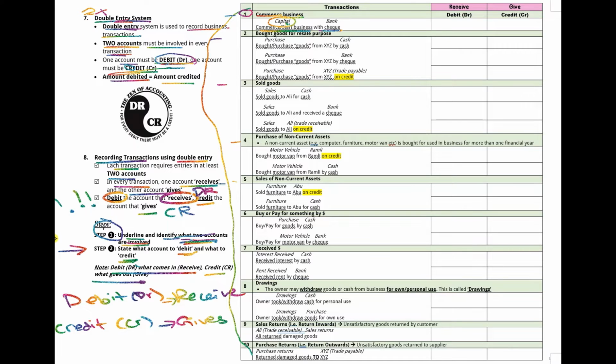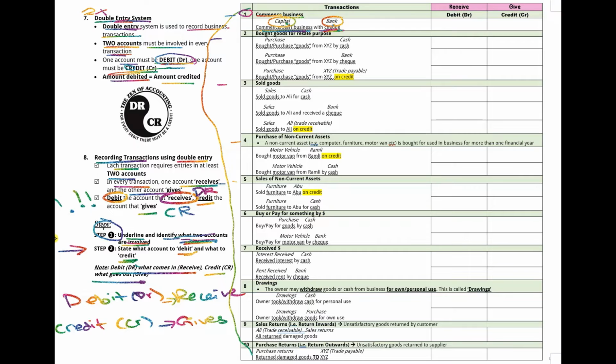And with check, if you see the word check, we are going to open a bank account. Okay, check, bank. Because it's related to the bank, we are going to open up the bank account. So this is step number one: underline the keywords and identify the two accounts.